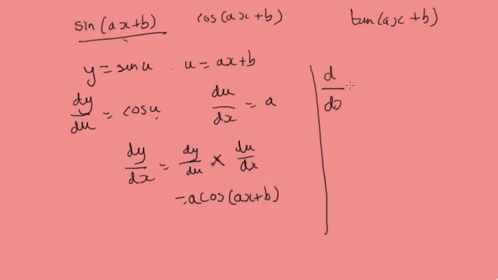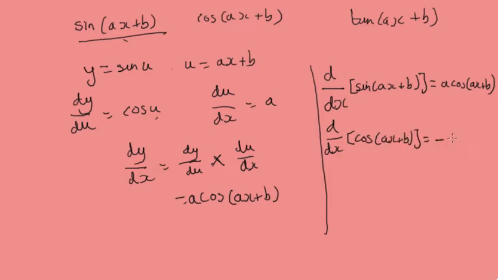So therefore, we can do the same with all three of these functions to get the general rule. d by dx of sine ax plus b is going to be a cosine ax plus b. d by dx of cosine ax plus b is going to be minus a sine ax plus b, and finally d by dx of tan ax plus b will be equal to a sec squared ax plus b.